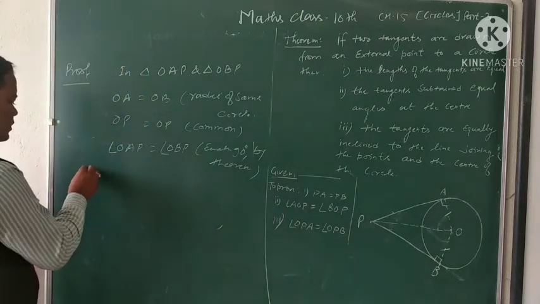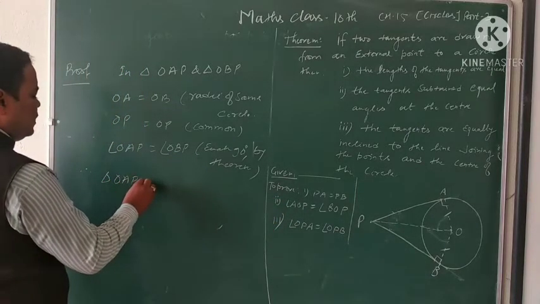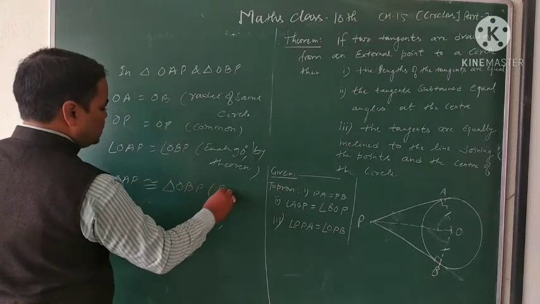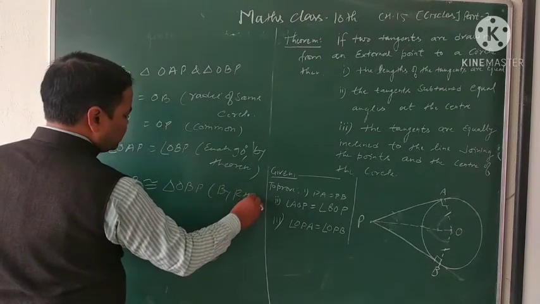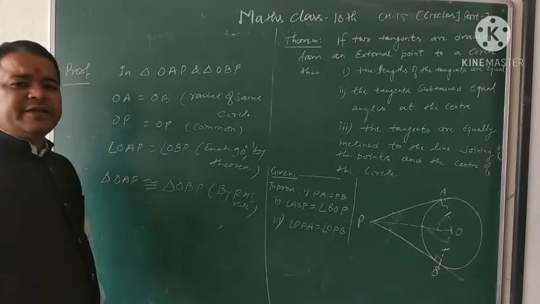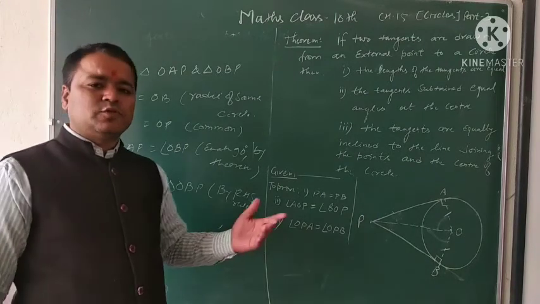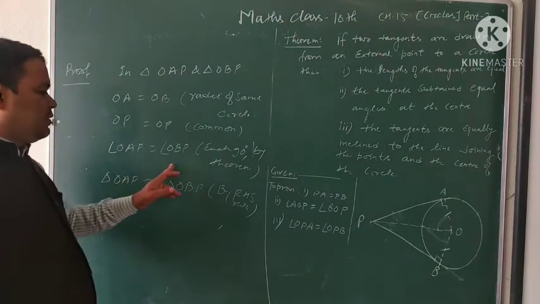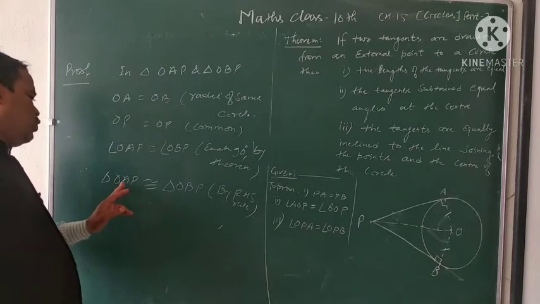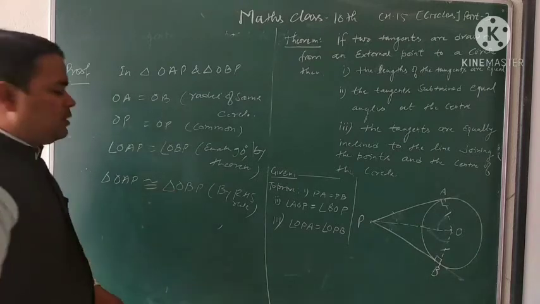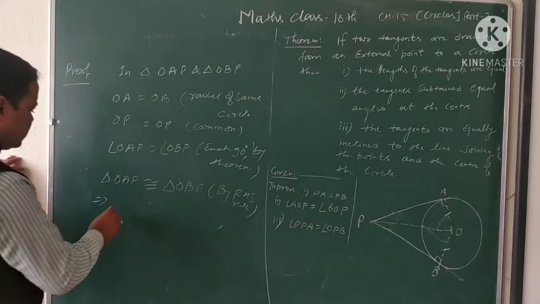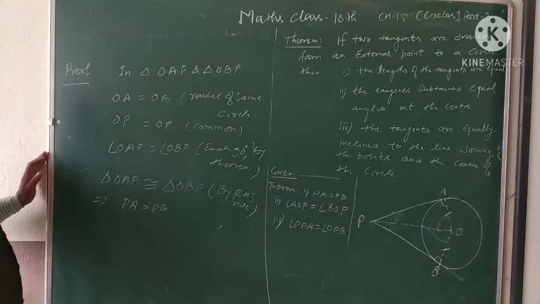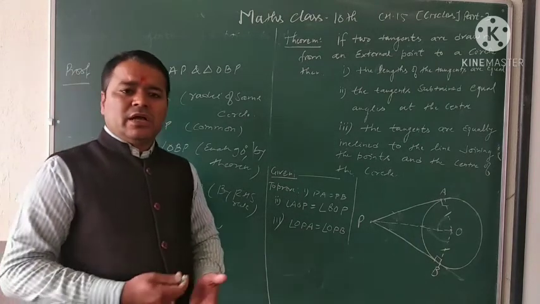Now, therefore, triangle OAP is congruent to triangle OBP by which rule? By the RHS rule, or RHS criteria for the congruency of two triangles. Triangle OAP is congruent to triangle OBP. This implies that PA is equal to PB, because corresponding parts of congruent triangles are congruent.